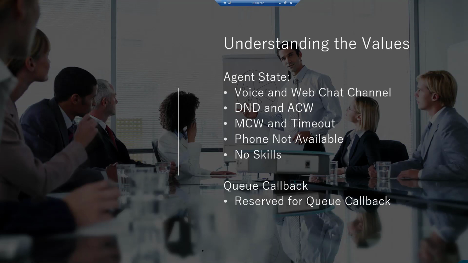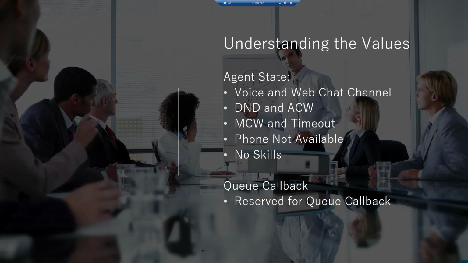If it shows ACW, that stands for After Call Work Timer. That is the timer you set after they complete a contact center skill call. If it shows MCW, this stands for Missed Call Work Timer. This is displayed if you use the missed call work action and it sets them into a busy state for a particular time period. If it shows timeout, that means the system auto-logged them out of all their skills due to a missed skill call or web chat.